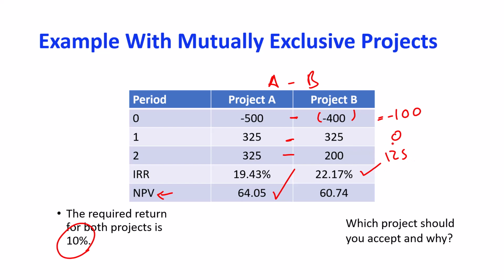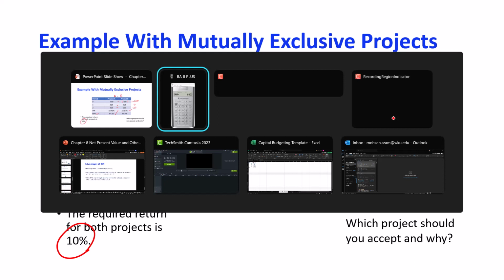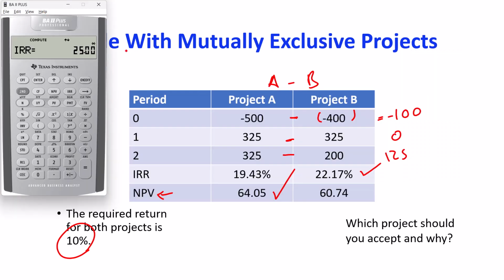And if we calculate the rate of return or the IRR of this incremental cash flow, so $100, the incremental cash flow today, 0 is the incremental cash flow in year one, and for year two, we have $125. The IRR is going to be 11.8%. 11.8% is a rate at which we are indifferent between project A and B.